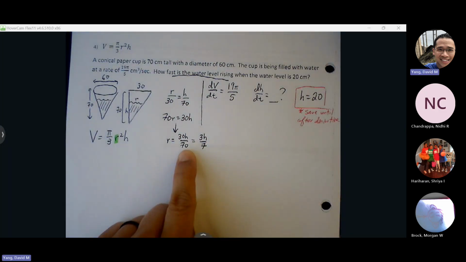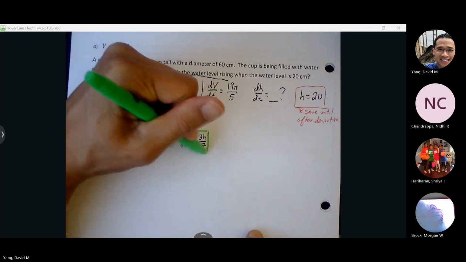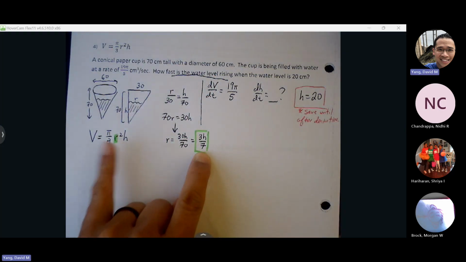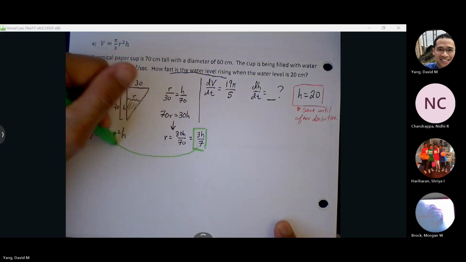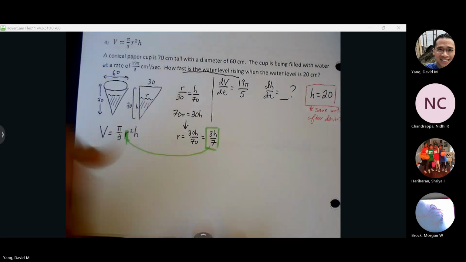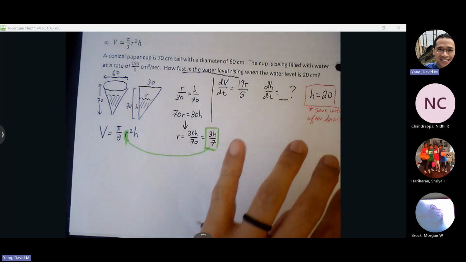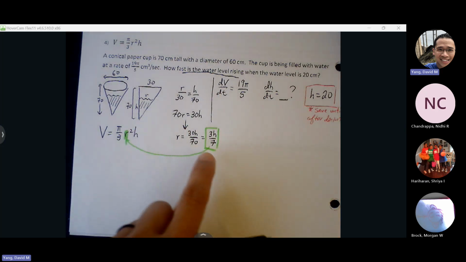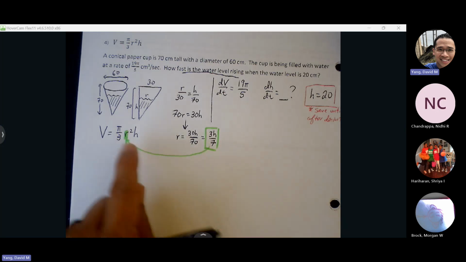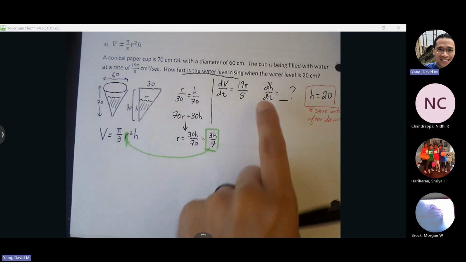I mean, you can use 30H over 70. It's just that if I can reduce it, it'll be easier numbers to plug in. So this will go in for that R there. Again, the whole purpose is that we want to find the derivative, but we don't want to do product rule. If we do product rule, we're going to have too many variables and not enough information. So we're trying to get our variable down to one, so that all we need is power rule, and the only thing that's going to show up is dH/dt.